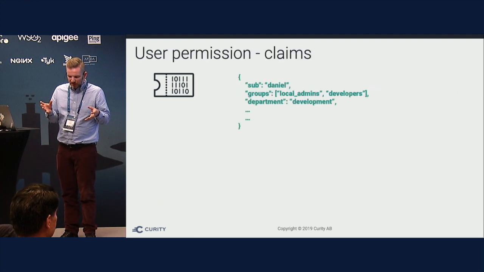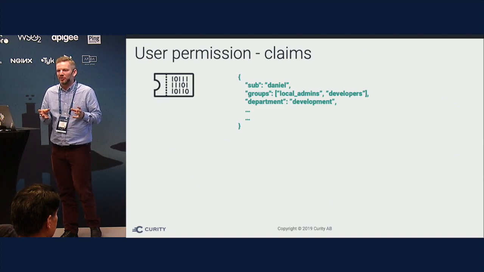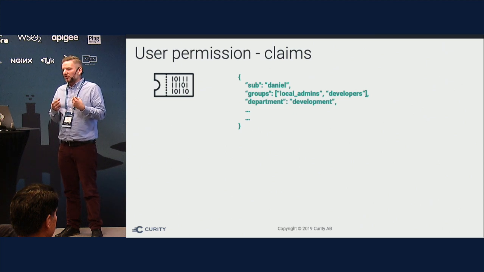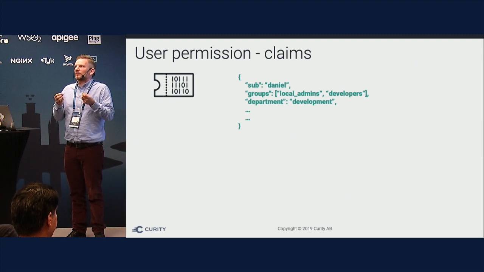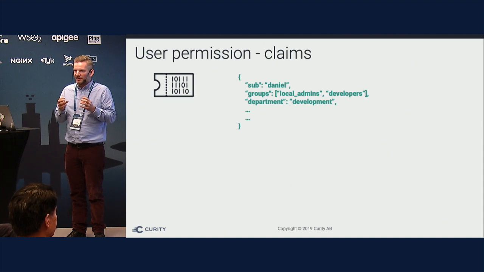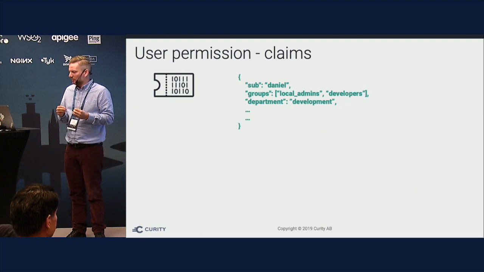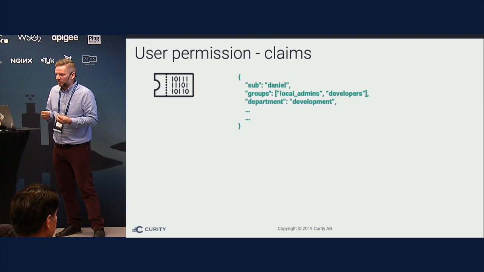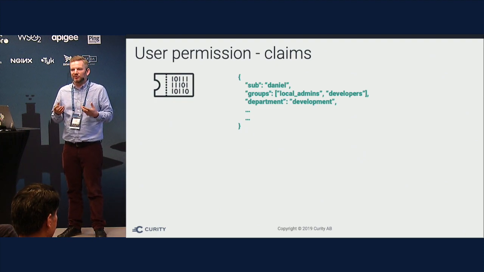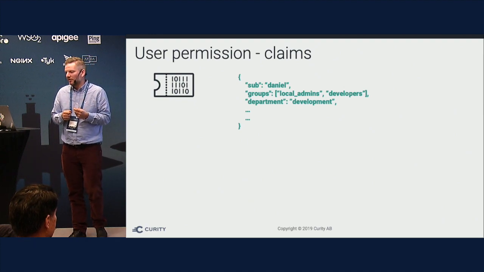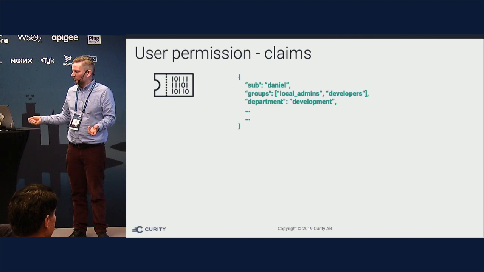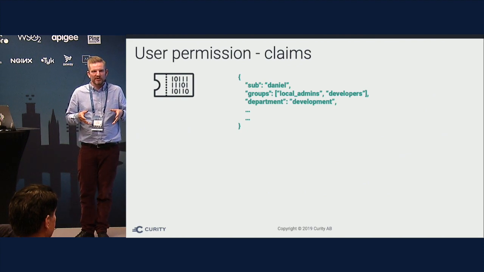So one other way of describing the permissions of a client is user permissions. So for a client that has access to a list releases scope, we can also have a more fine-grained authorization using the user that is currently using this application. So we could also take into consideration the user claims that can travel within a token. So in this case, we have Daniel, who is a part of the local admins group and is working for the development department. This could also weigh in on your authorization decision.